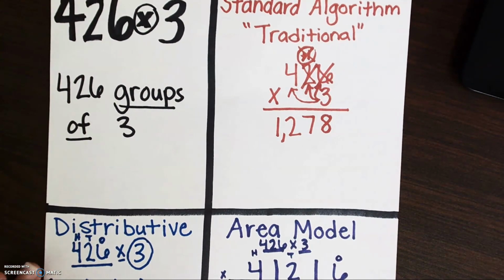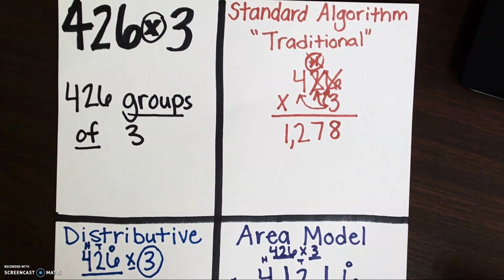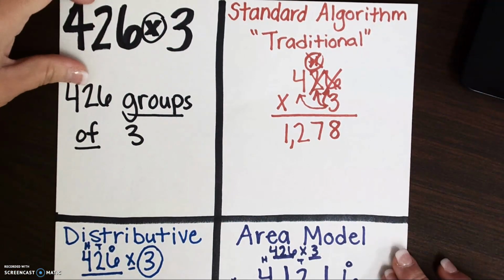All right, boys and girls, that right there is how you use the 3 different multiplication strategies to find a 3-digit times a 1-digit number.